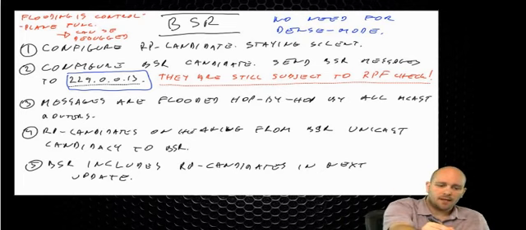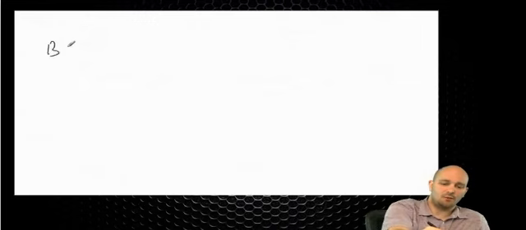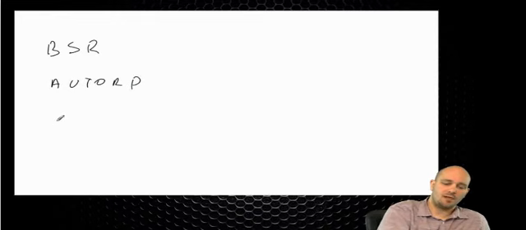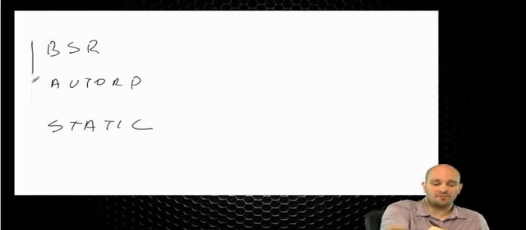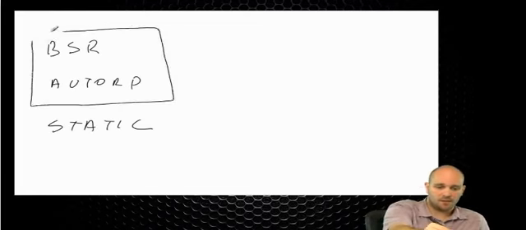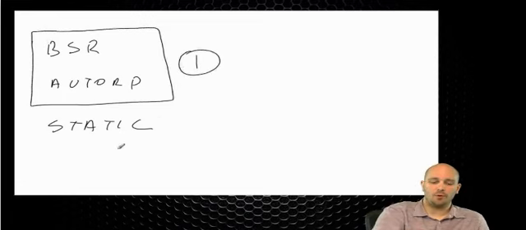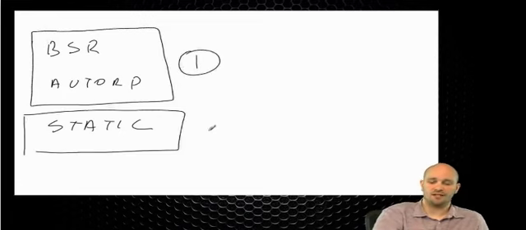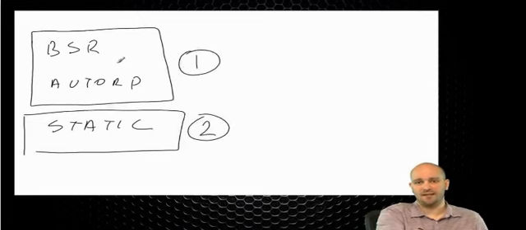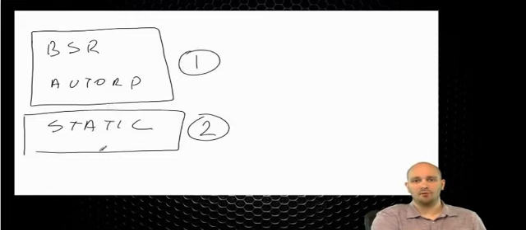Now, the next thing here is, again, let's go back to the three methods for configuring RP. We have BSR, we have AutoRP, and we have static. Now, this is the order of preference in IOS. BSR and AutoRP will be preferred over static. So if you have static configured and you have BSR and AutoRP, this will be the order. The static will be less preferred than dynamically configured information.